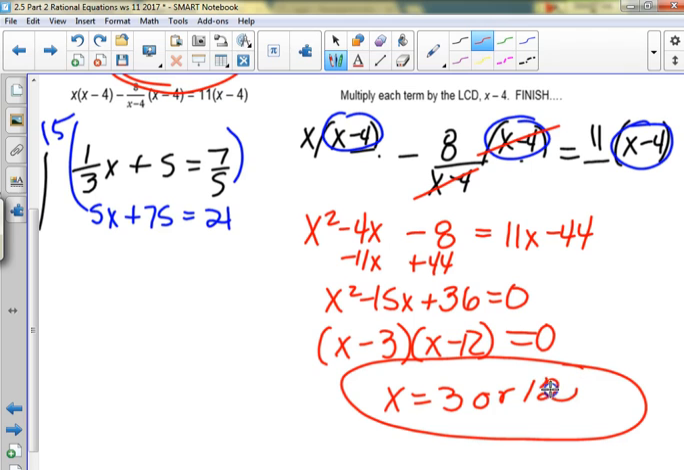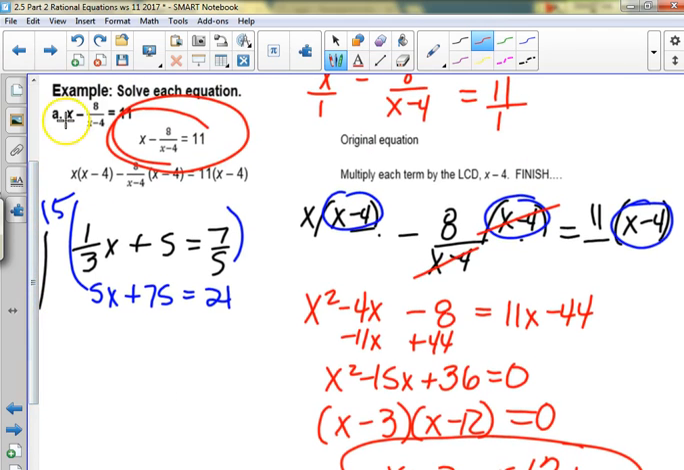These should both work. Do you want me to prove that they work? This would be 3, and it'd be minus 8 over negative 1, which would be plus 8. 3 plus 8 is 11. That seems good, right?